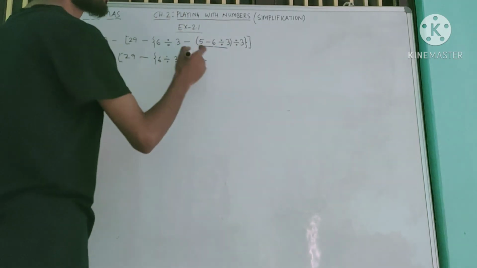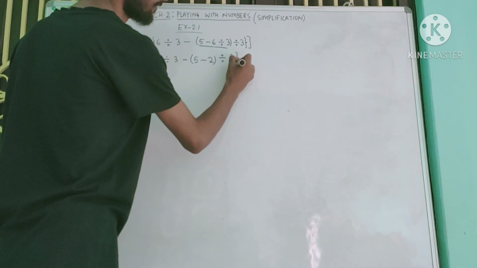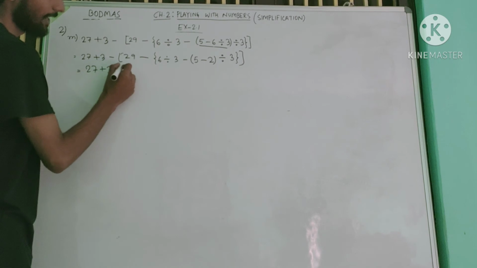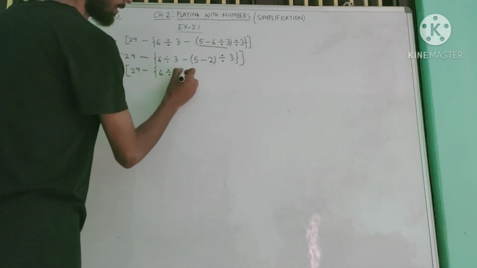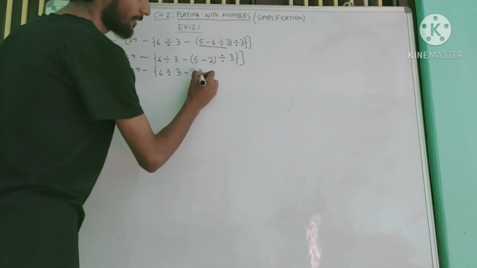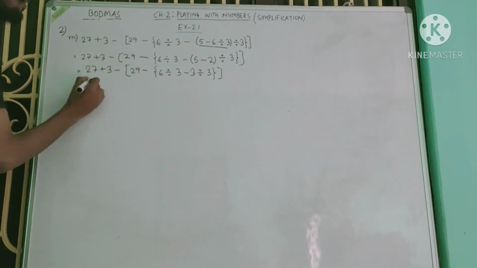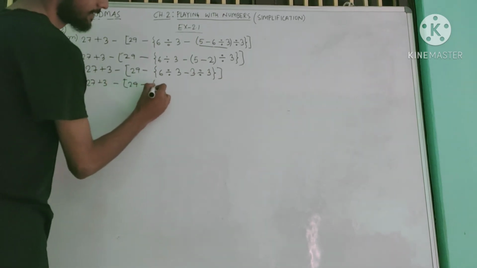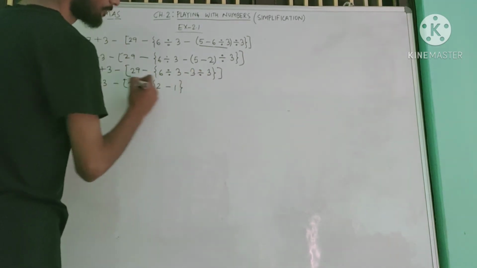So 6 divided by 3 is 2, and after the bracket there is divide also, which is for the second bracket. Now 27 plus 3 minus 29 minus 6 divided by 3 minus 5 divided by 2, which is 3 divided by 3. Now 27 plus 3 minus 29 minus 6 divided by 3 is 2, minus 3 divided by 3 is 1.